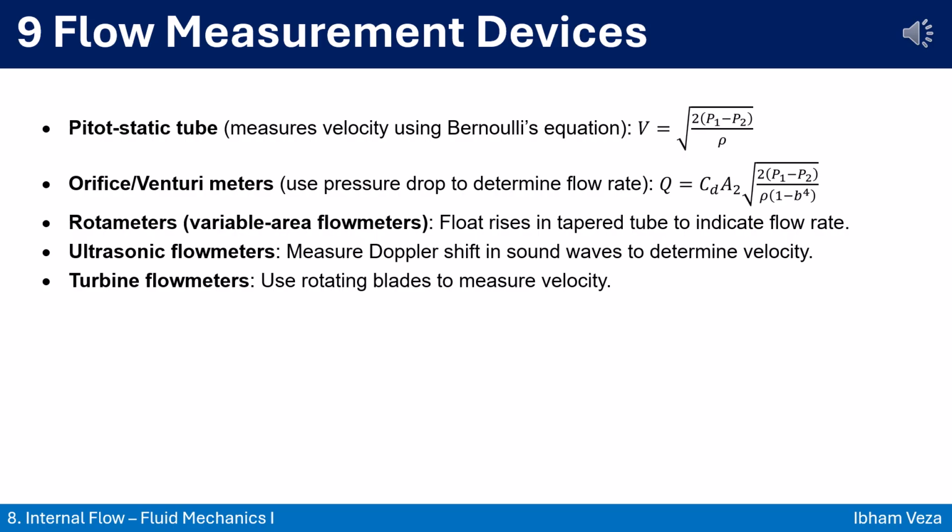For non-invasive and high-precision applications, ultrasonic flow meters are ideal. They measure the Doppler shift in sound waves to determine how fast the fluid is moving. No moving parts, no insertion, just sensors on the outside of the pipe. Then there are turbine flow meters. These work like mini windmills placed in the flow. The fluid spins the blades, and the rotation rate correlates with the velocity. They're mechanical, robust, and suitable for clean liquids.